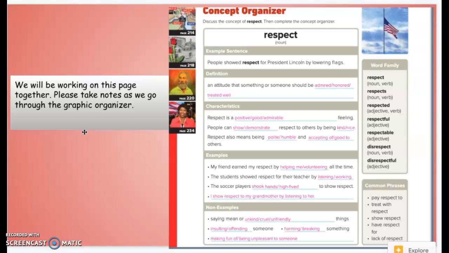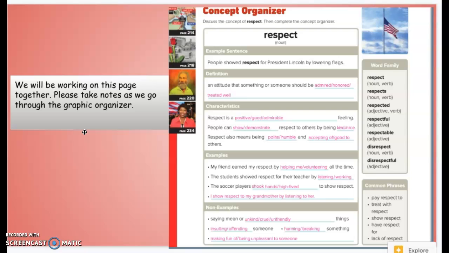My friend earned my respect by doing what? All of the time. I might put in helping me or volunteering. You can choose one of those or use one of your own. The second one, the students showed respect for their teacher by listening and working. The third one, the soccer players shook hands or did high fives to show respect.